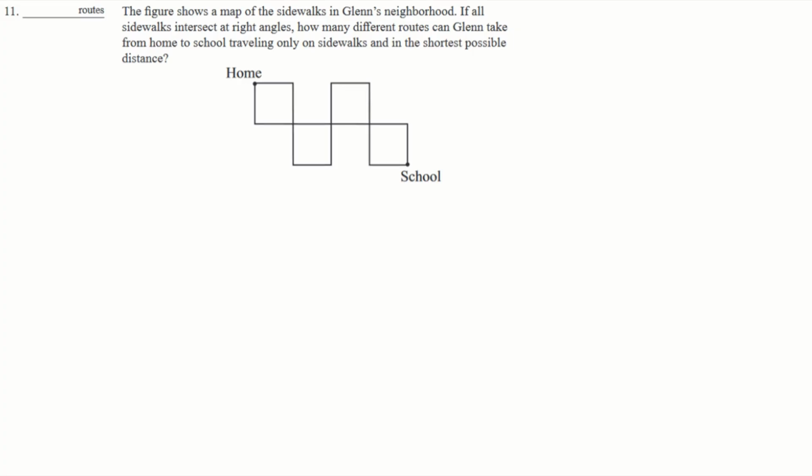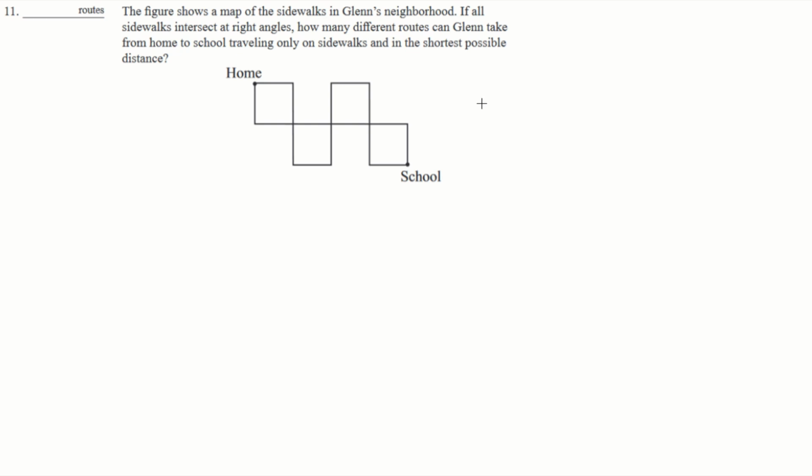Sidewalks in Glenn's neighborhood. If all sidewalks intersect at right angles, how many different routes can Glenn take from home to school, traveling only on sidewalks and in the shortest possible distance? Okay, so different routes and shortest possible distance.